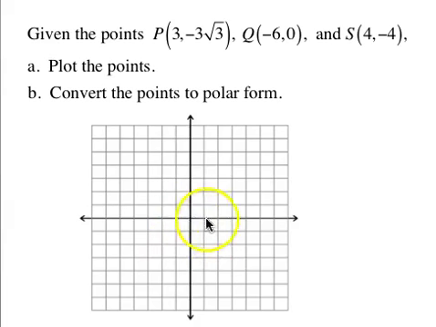So if we're going to go over 3 and down a little bit more than 5, 1, 2, 3, 4, 5, just a little bit more than 5, you can see that we're going to get our P right about there. 1, 2, 3, 4, a little bit more than 5. P is 3, negative 3 root 3.